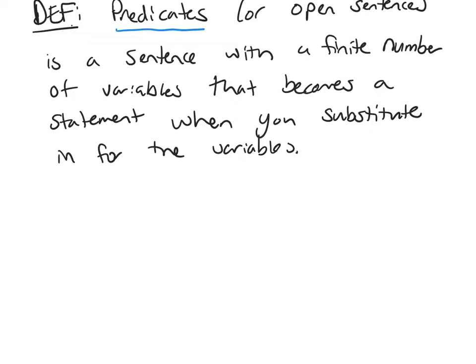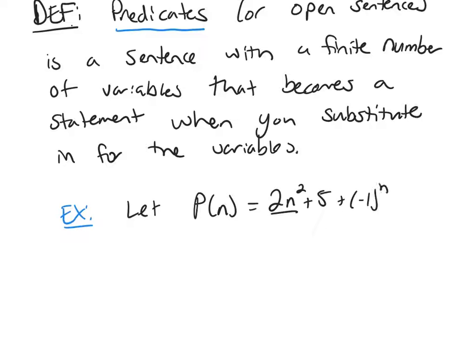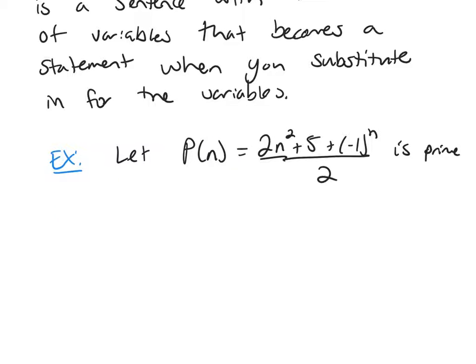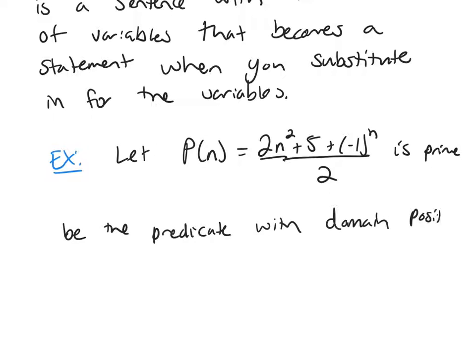So let's look at an example here. We're going to say let P(n) be the predicate 2n squared plus 5 plus (negative 1)^n over 2 is prime. That's my predicate, a predicate with domain positive integers.